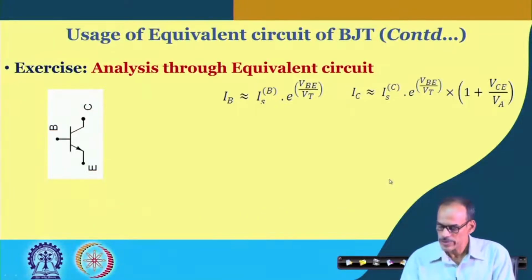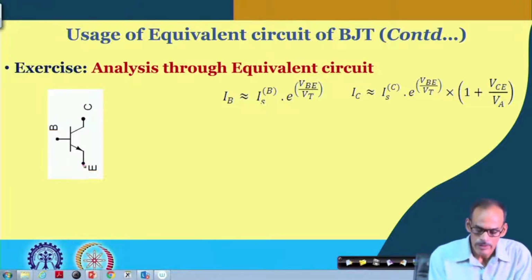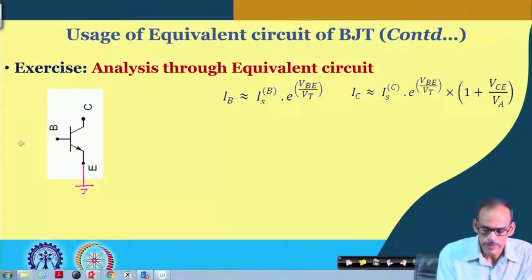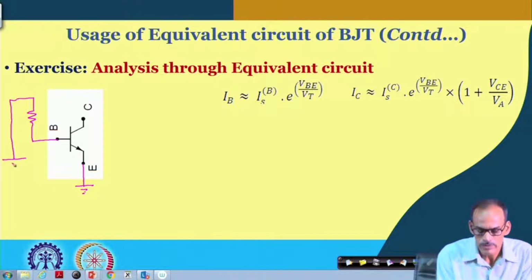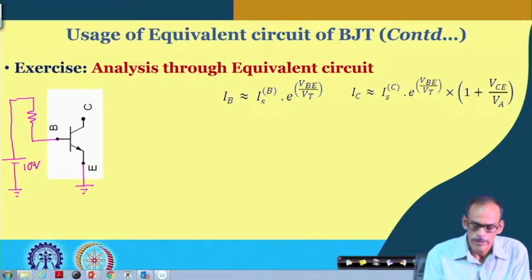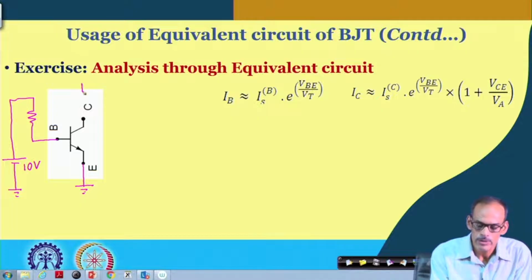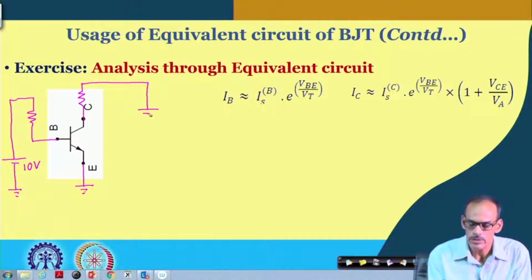So, what you can try to do in this exercise, let me connect this to ground and put a resistor here, and let you consider we have a voltage source with respect to ground, and let you consider this is 10 volt, and here also we are putting a resistor. We will frequently see this kind of circuit in later discussion, and let me consider this is also 10 volt.